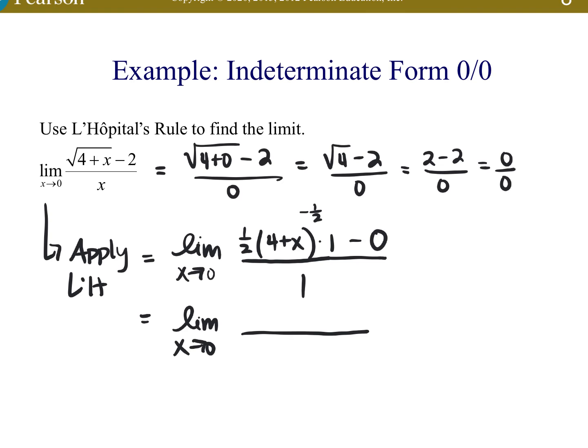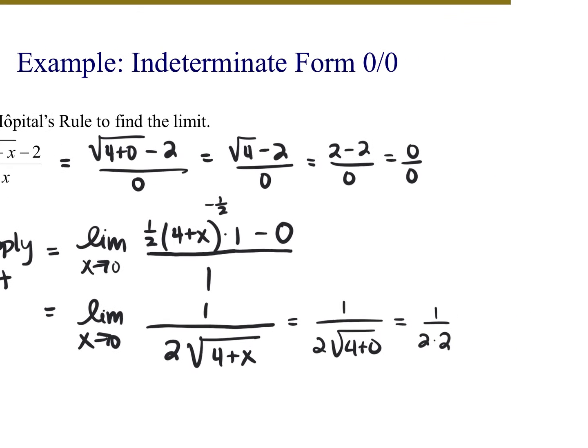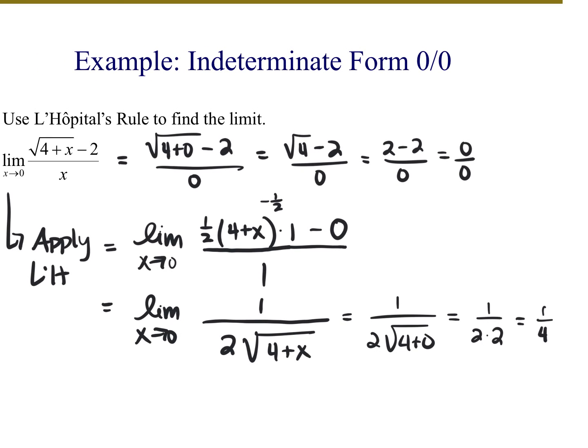So what's left in the numerator? 1. What moves to the denominator? The 2 and 4 plus x quantity. Right. And then I'll plug 0 into that. And so by plugging 0 into that, I'll get 1 over 2 rad 4 plus 0, which is 1 over 2 times 2, which is 1/4. So the answer to the limit is 1/4. Okay? Okay so far?